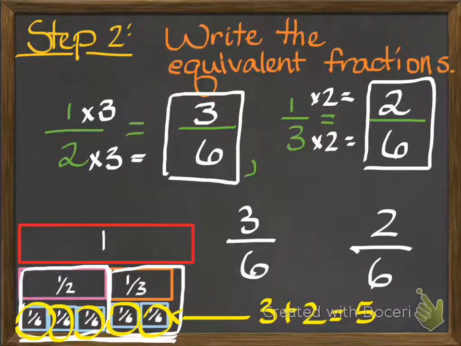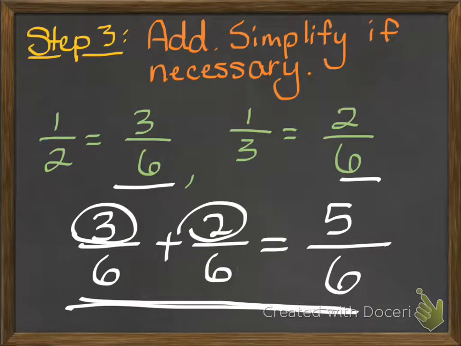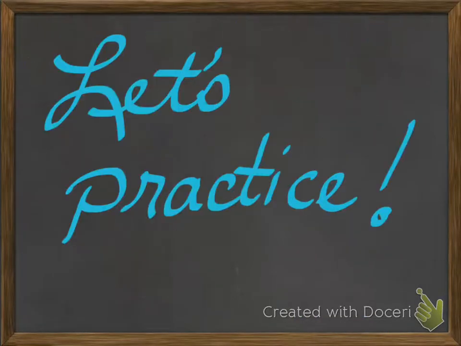But I'm working with 6's. Okay, so I've got 5 of those 6's. So I have 5/6. I don't change that bottom number. I don't add 6 plus 6 plus 6 plus 6 plus 6 or anything like that. That would not work. Okay, so that's the steps. We're going to find a common multiple. We're going to change to an equivalent fraction and then add together.